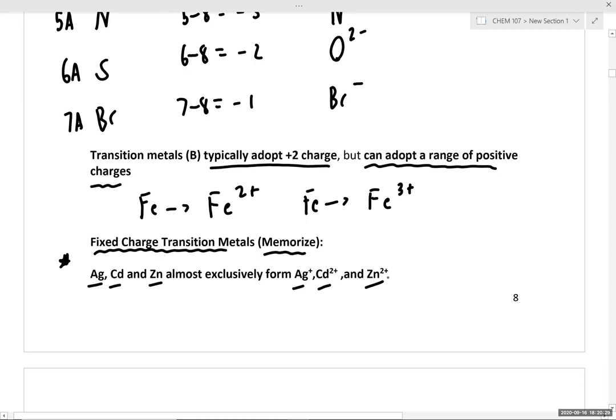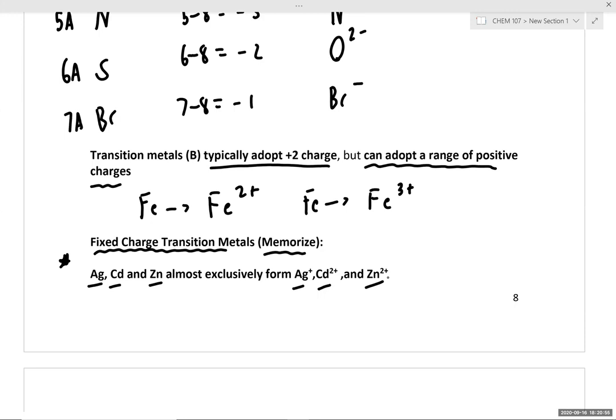These fixed charge transition metals are important to be familiar with as they really set the stage for writing out the names and formulas for certain ionic compounds and transition metal containing compounds.